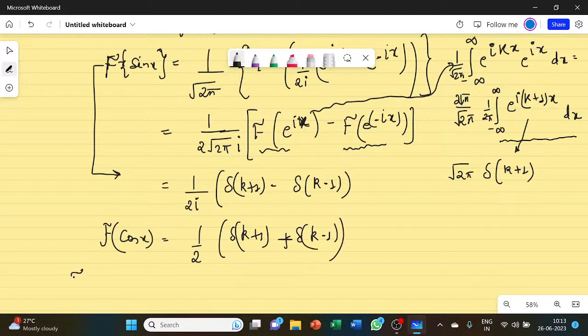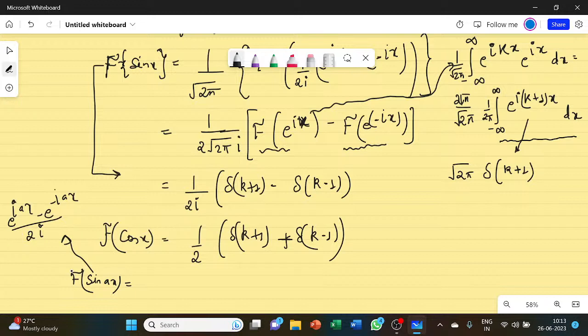If someone asks what would be the Fourier transform of sine ax, so now instead of e to the power iota x, I'll try e to the power iota a x. When I'm writing in terms of complex exponentials, sine ax can be written as e to the power iota ax minus e to the power minus iota ax, divided by 2 iota. This is how I'm going to write it.